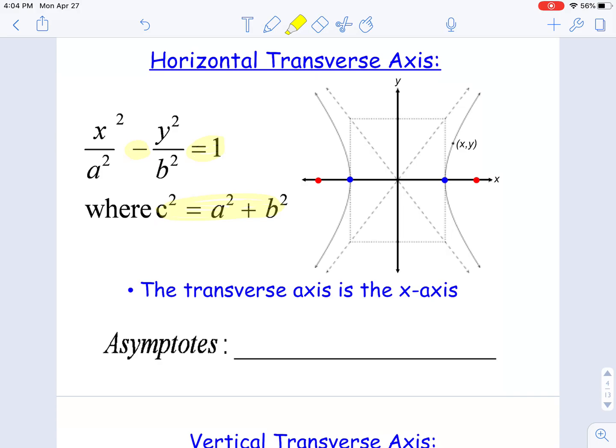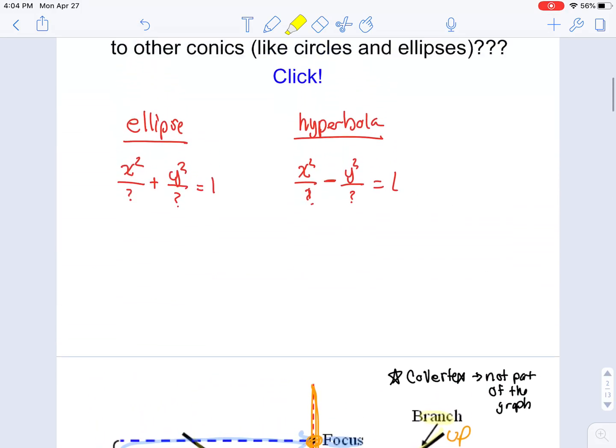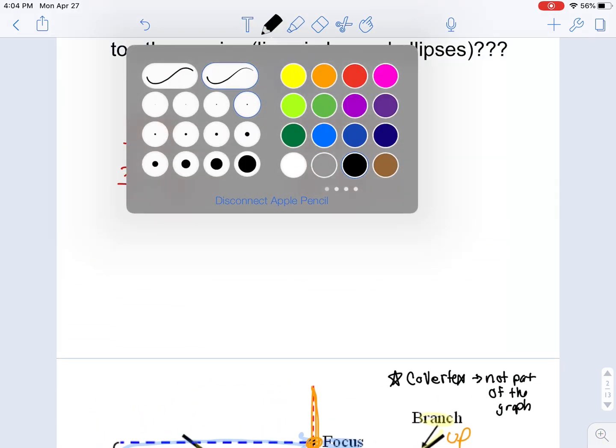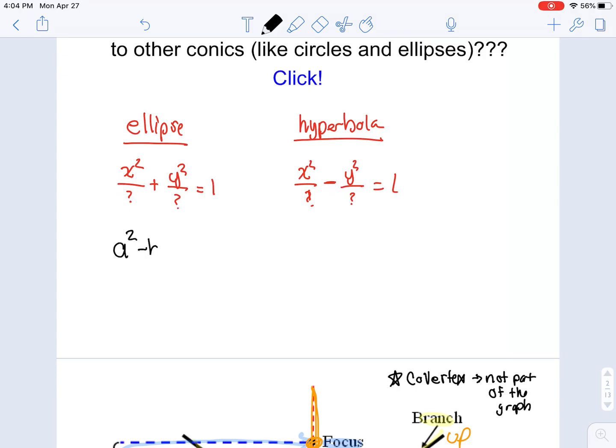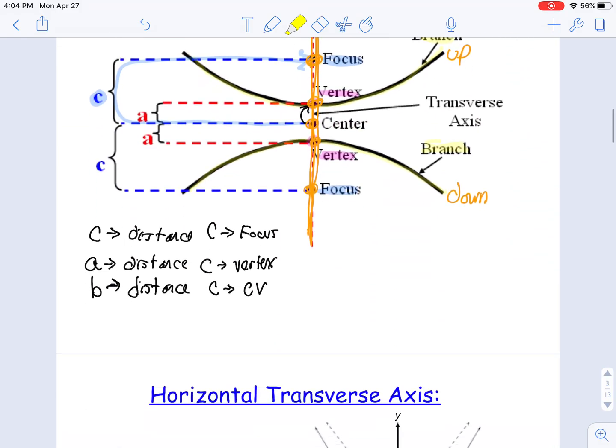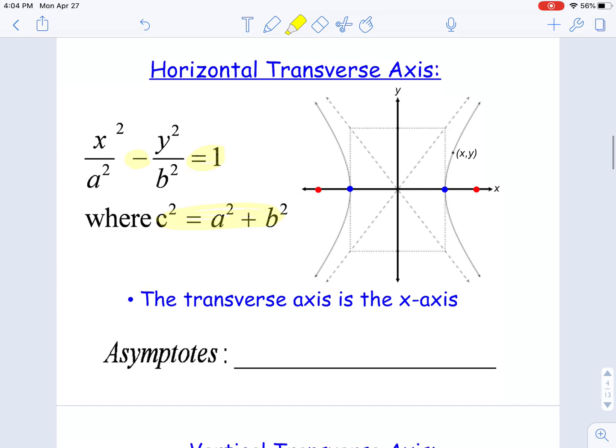Just like with ellipses, there is a relationship between the A, B, and C values, but it's a little bit different here. In fact, if we go back up to what we were summarizing, remember with an ellipse, we knew that A squared minus B squared was going to give us a C squared. In a hyperbola, it's A squared plus B squared equals C squared. I generally tell people to focus on the fact that the signs change. So if your equation has an addition sign, then you know that this relationship will be subtraction, and vice versa. So there is a relationship, but it is the opposite of what we saw the last time.